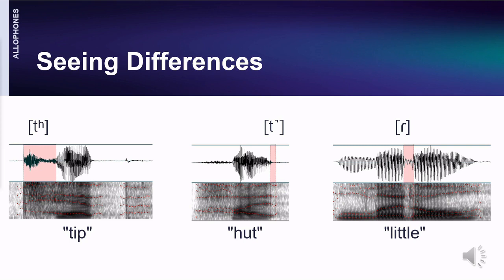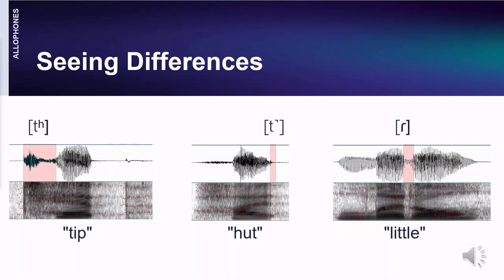Let's take a look at the acoustic signal and spectrogram of each word. On the left, we have the word tip. Remember, this t sound is created with aspiration and is seen highlighted in the pink here. The aspiration noise is characterized by a prolonged aperiodic segment that corresponds to mid to high range frequency noise in the spectrogram.